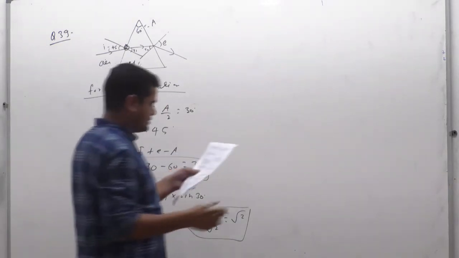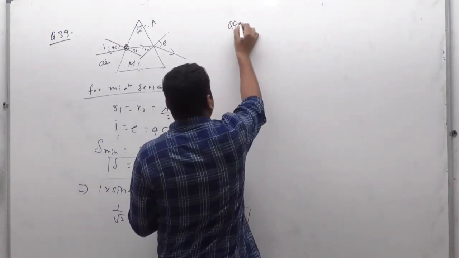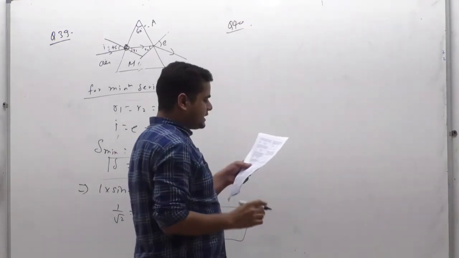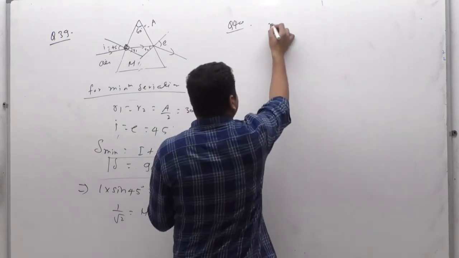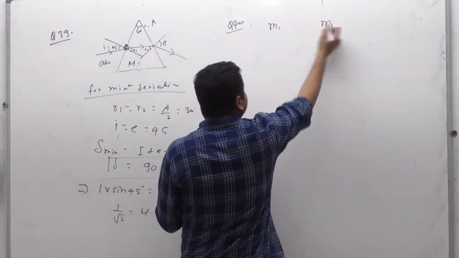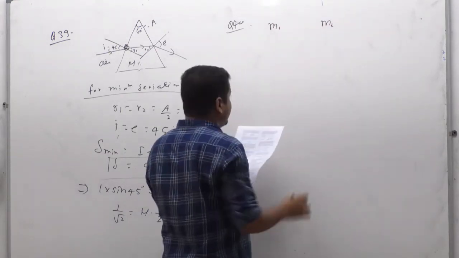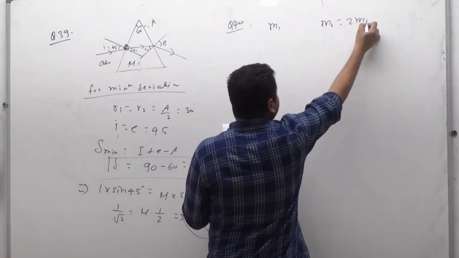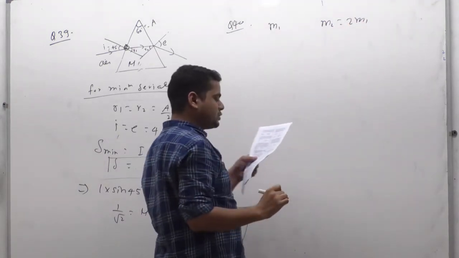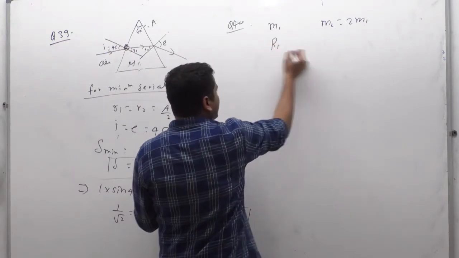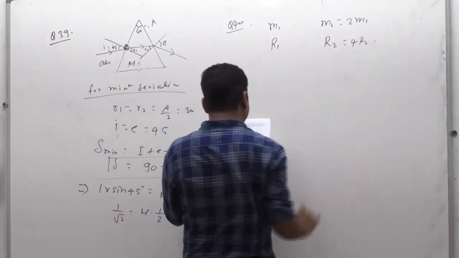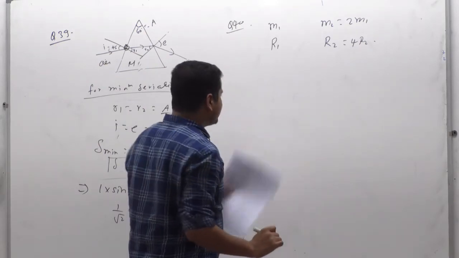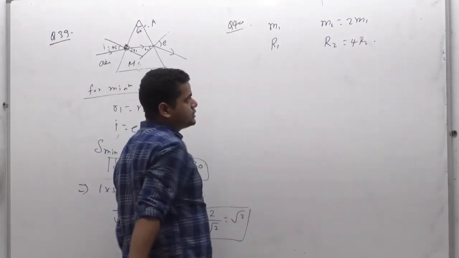Next question is the 40th. Two satellites A and B of masses m1 and m2, with m2 equal to twice m1, are moving in circular orbits of radius R1 and radius R2. We need the ratio of their time periods.